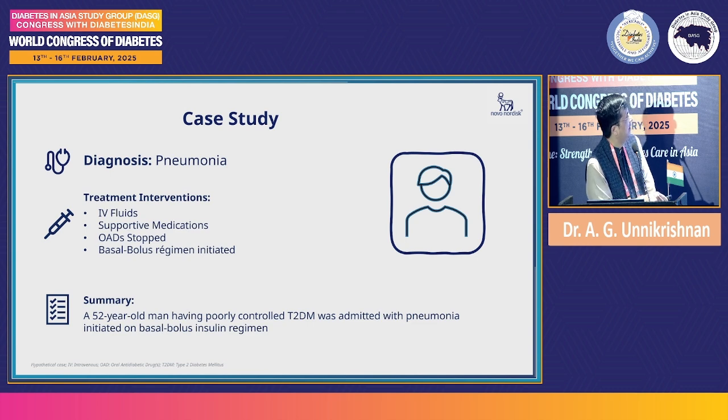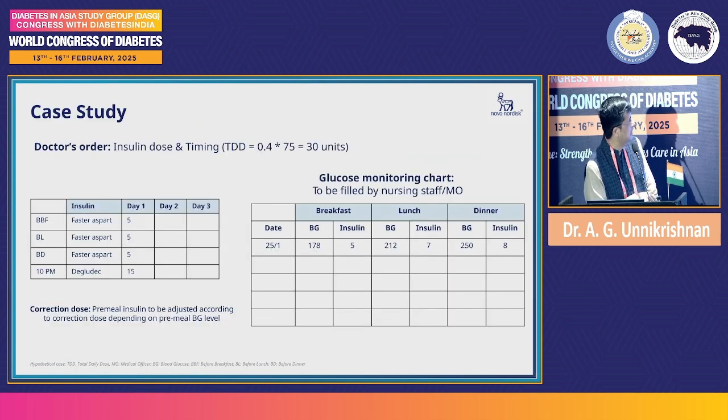And the ideal is to give basal bolus regimen. As you know, he is not sick enough. If he was sick, you would have had to give him an intravenous insulin infusion protocol. But he's not that sick, doesn't require ICU. He's eating, so basal bolus is okay. So this gentleman is on basal bolus insulin, and you can see that this is the insulin dosing on day 1, and these are the blood glucose values on day 1.